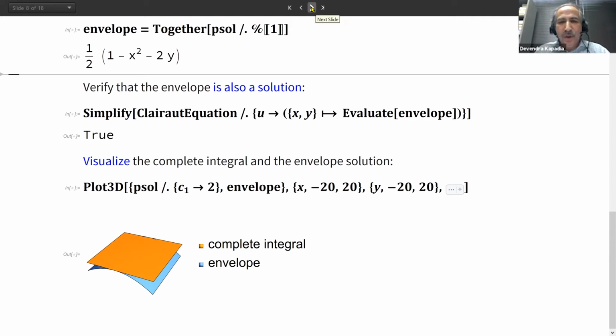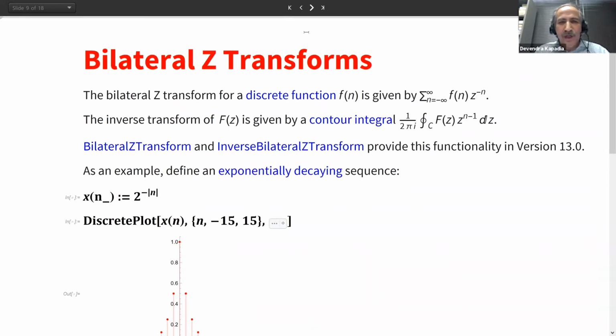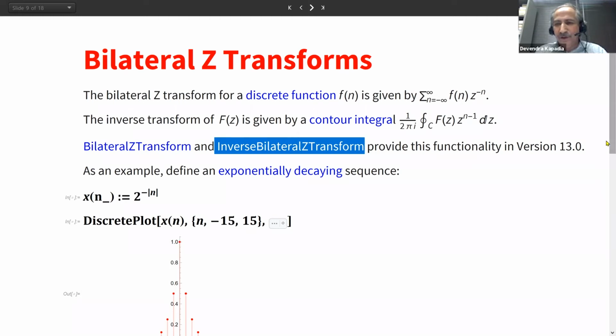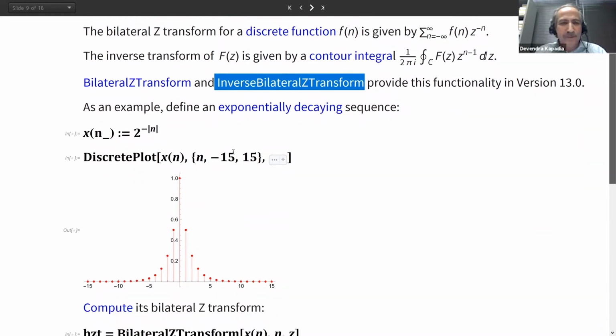Okay, then moving on to further calculus. So we had the bilateral Laplace transform in version 12.3, and now we have a so-called bilateral Z transform, which is given by an infinite sum, a doubly infinite sum, and the inverse is given by a contour integral. But now we become experts in contour integration, no problem at all. So we have two new functions, BilateralZTransform and InverseBilateralZTransform, which provide this functionality in version 13.0.